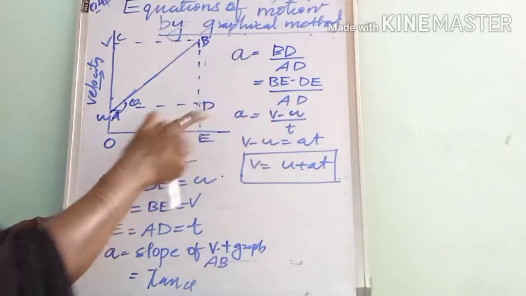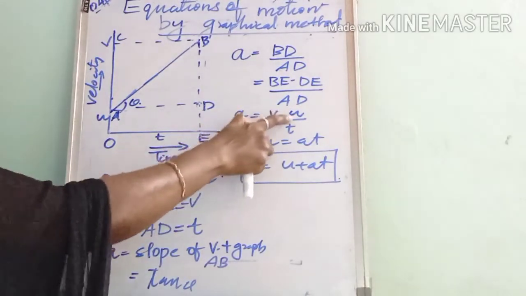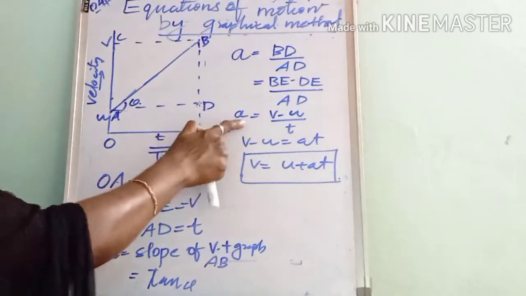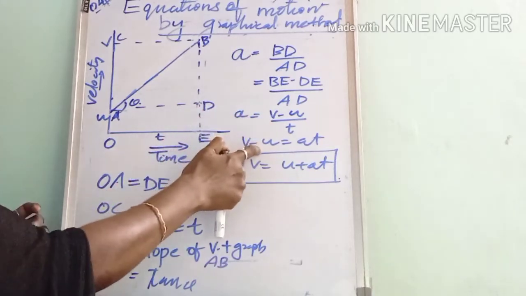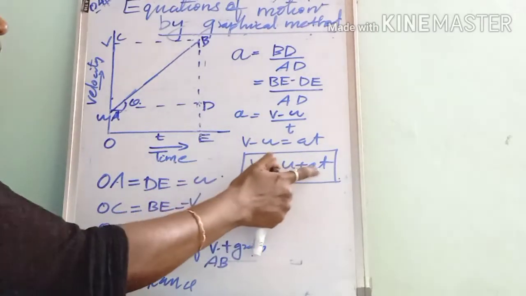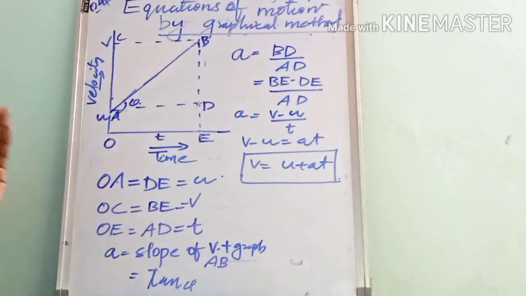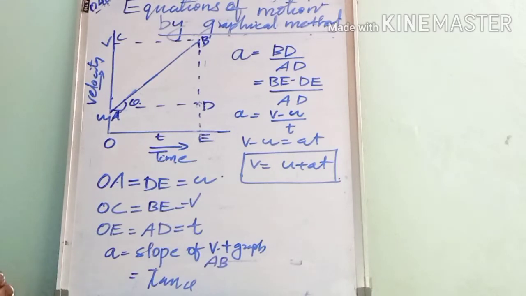Then what is AD here? AD is equal to the time t. So we got A equal to V minus U by t. Then cross multiplying this, we get V minus U equal to AT. From this we can write V equal to U plus AT. That is the first relation, V equal to U plus AT.